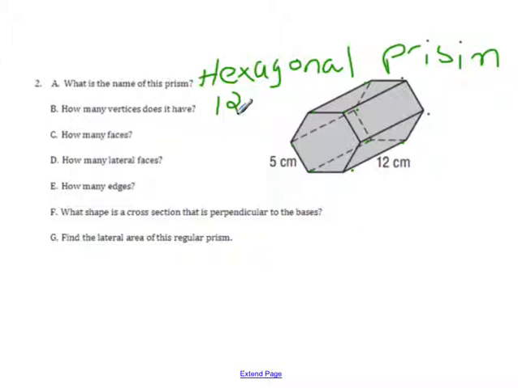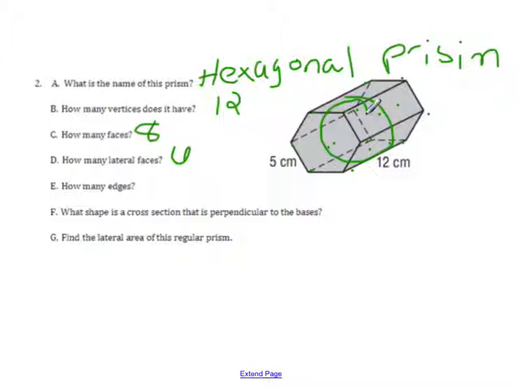How many faces? Well, I have 2 bases, and then 1, 2, 3, 4, 5, 6 lateral faces. So that's going to be 8 total faces. Now I talked about the fact that there were 6 lateral faces. So if we were to work our way going around this way, it would be 6. Okay.